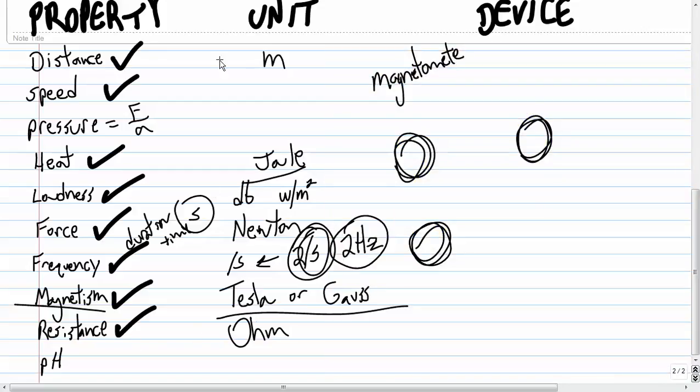So the device for measuring resistance, if it's just ohms, is an ohm meter. And if you have a device that will do all kinds of stuff, we call that a multimeter.